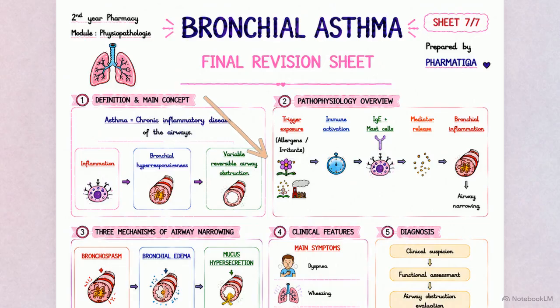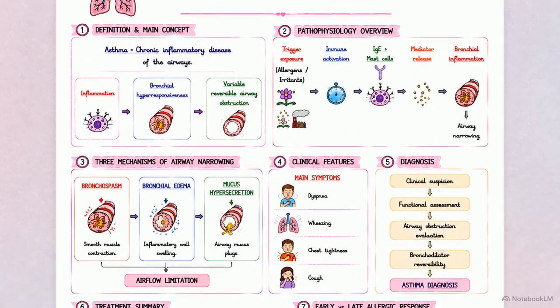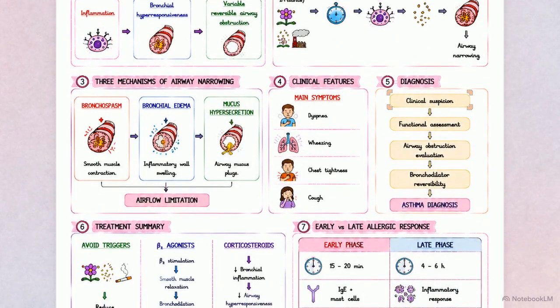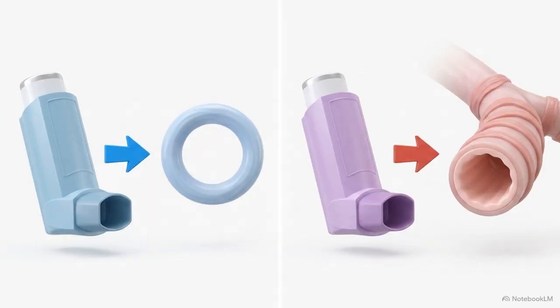Initial exposure causes immune activation. IgE binds to mast cells, forcing mediator release, establishing chronic bronchial inflammation and narrowing the airway. The diagnostic triad matches this process. Clinical suspicion leads to spirometry, proving the obstruction is reversible, and the pharmaceutical strategy mirrors the pathology. Beta-2 agonists release the constricted muscle, while corticosteroids suppress the underlying inflammation.